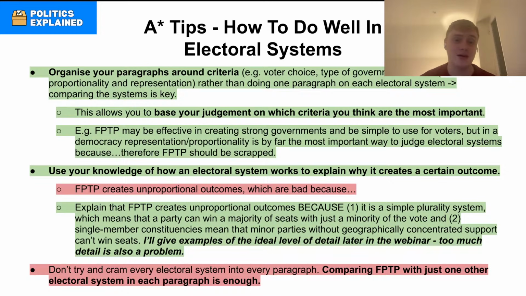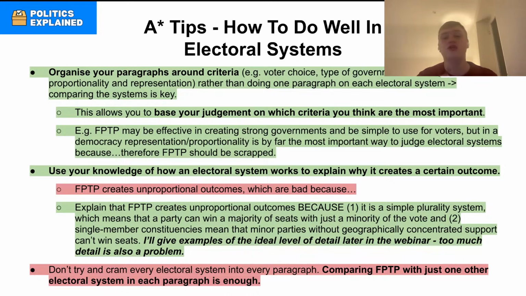The second key point we're going to have a look at is using your knowledge of how an electoral system works to explain why it creates a certain outcome. This is why your knowledge needs to be really strong on how first past the post, AMS, and STV work. Because when explaining a point for an advantage or a disadvantage of one of these systems in a particular way, you want to explain what in the system creates this advantage or disadvantage. Why does it operate in this way?